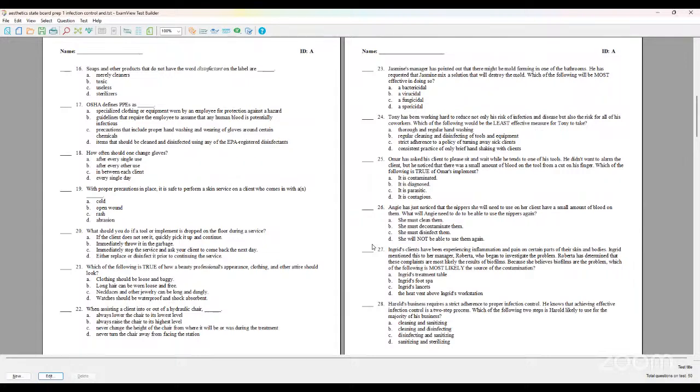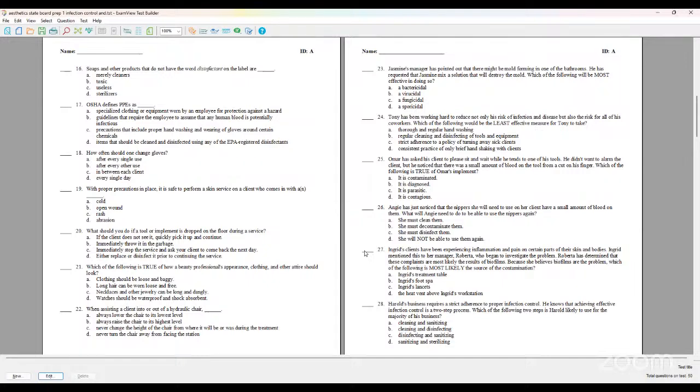Okay. 24. Which of the following would be the least effective measure for Tony to take? Consistent practice of only brief handshaking with clients. Let me tell you, what he needs to do is wash his hands. What he needs to do is clean the equipment. What he needs to do is say, we won't take sick people. But what he's doing is consistent practice of only brief handshaking with clients. The length of the handshake does not determine if you get more germs or not. So the least effective will be D.